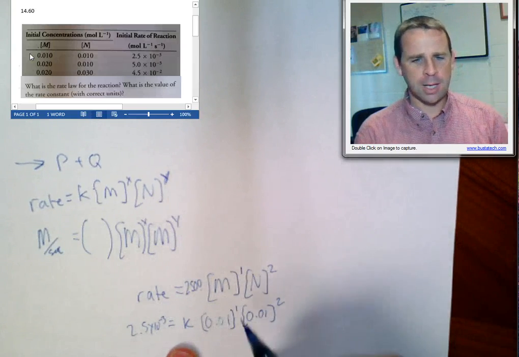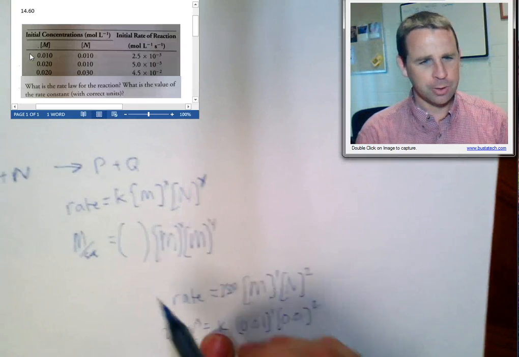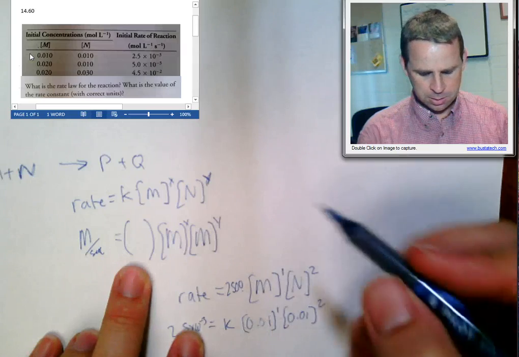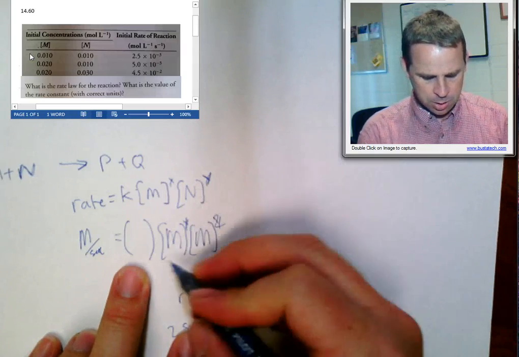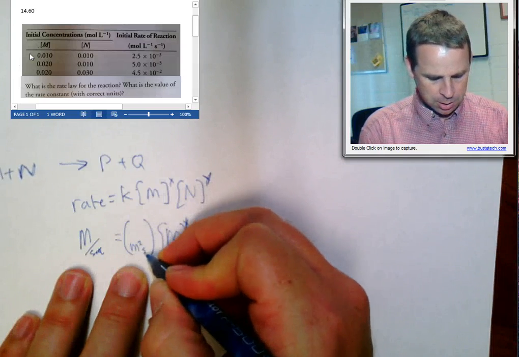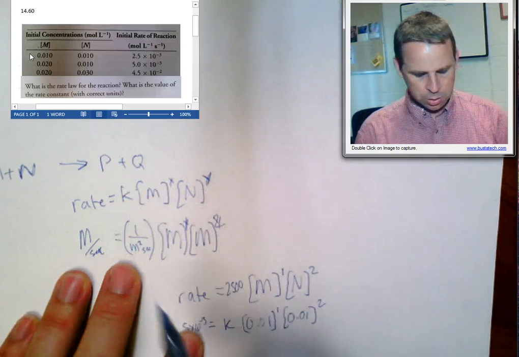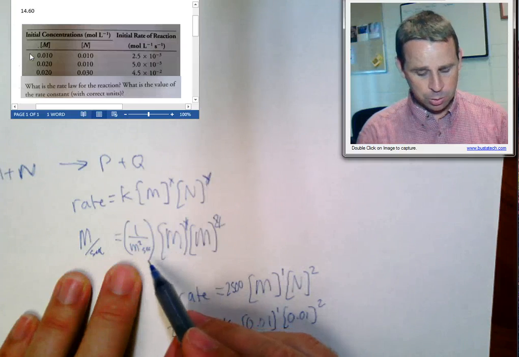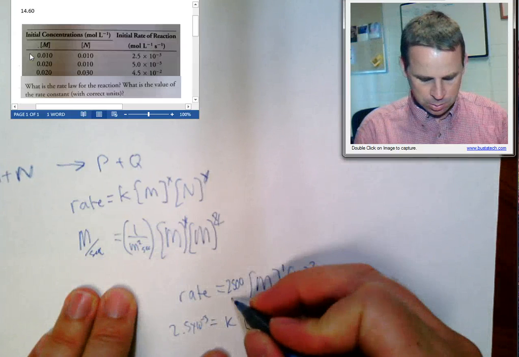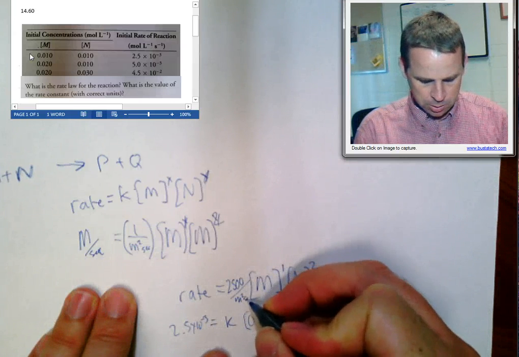The units end up being for K, back over here we were talking about the units. This is to the first power, this is squared, so this is M cubed. So I need to get rid of 2 M's on the bottom, and I need to have seconds on the bottom. So the units for K are 1 over molar squared seconds. All right, so per molar squared seconds.